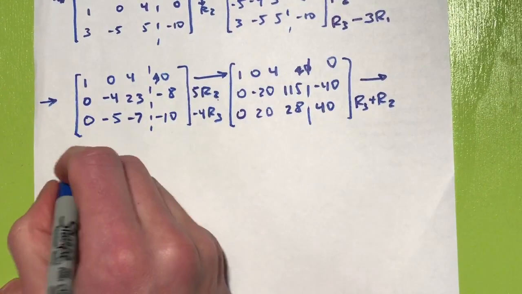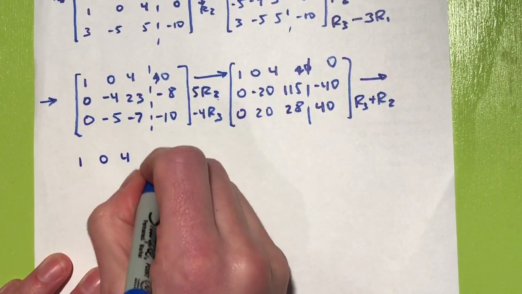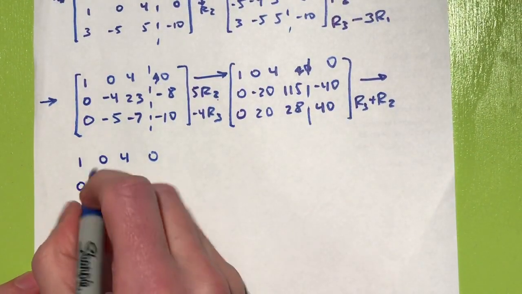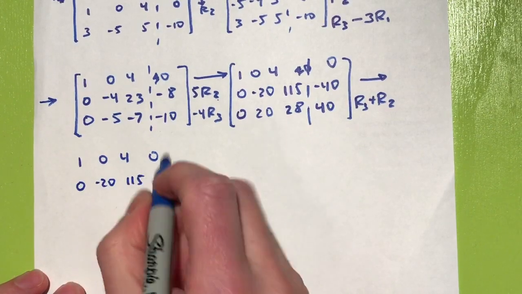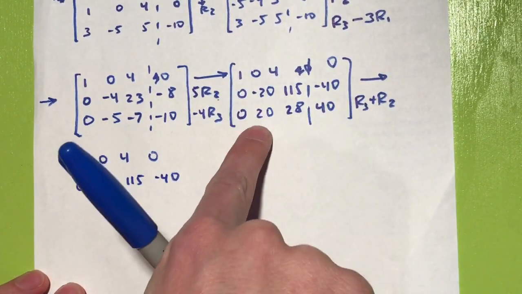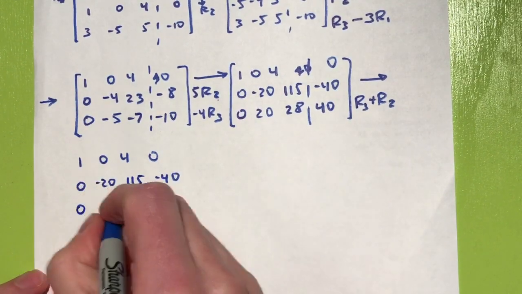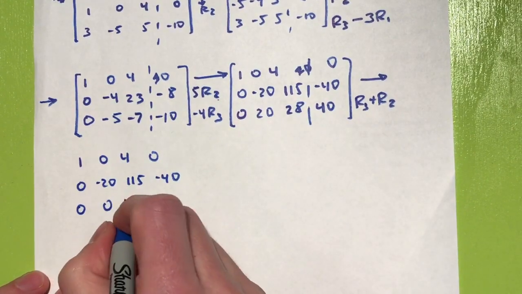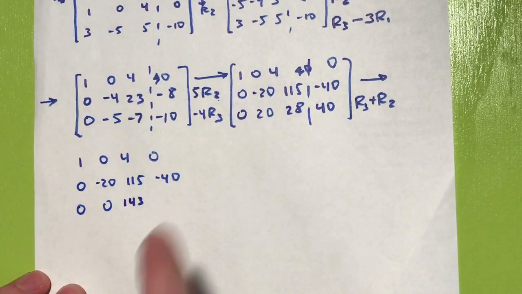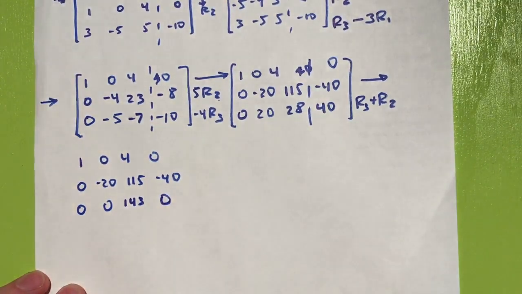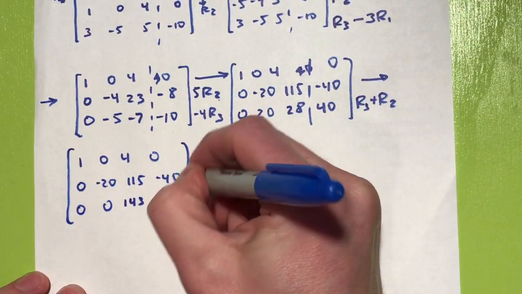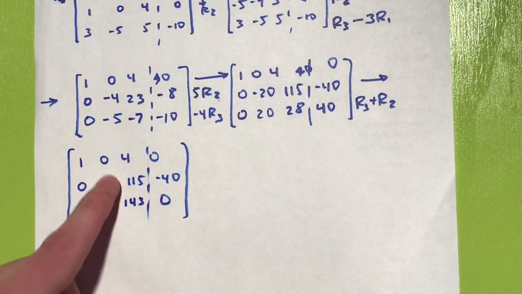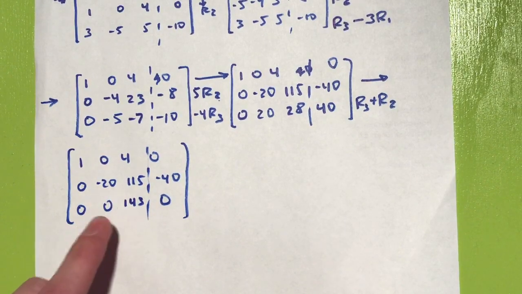Row 1 stays the same, 0 this time. Row 2 stays the same. And row 3, well, I've got 20 plus negative 20, gives us a 0. 28 plus 115 gives us 143. It's not that bad. 40 plus negative 40 gives us 0. We've got a 1, 0, 0, 0, negative 20. We're going to get rid of that in a moment.